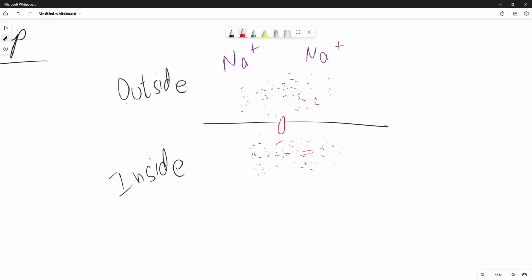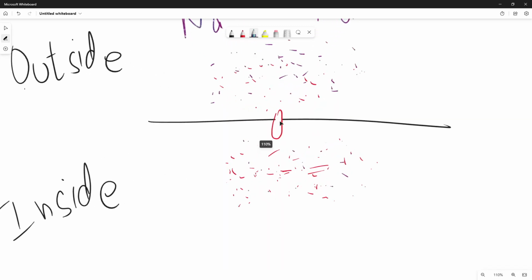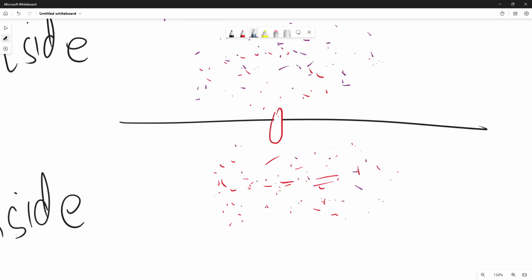So what the protein does is it takes in three sodium ions, it throws them outside the cell, and then once the Na ions are removed from the cell, it takes in two potassium ions and gets them inside the cell, and that is basically the sodium potassium pump.